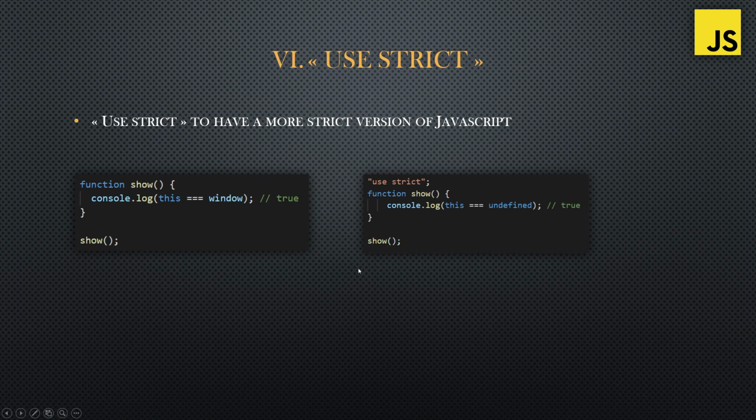And finally, the use-strict case. The use-strict in JavaScript is to have a more strict version of the language. So in a classical function, as we have learned, this will be equal to window, since the object that called the show function is the object window. And if you use strict, this will be equal to undefined.